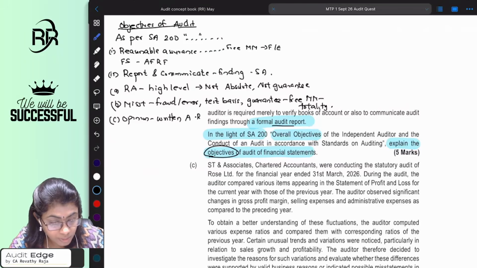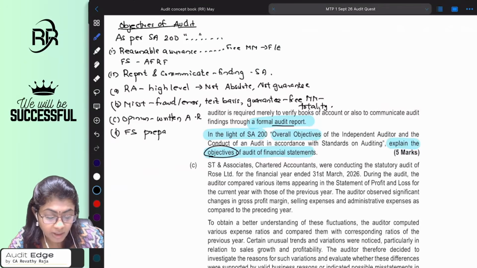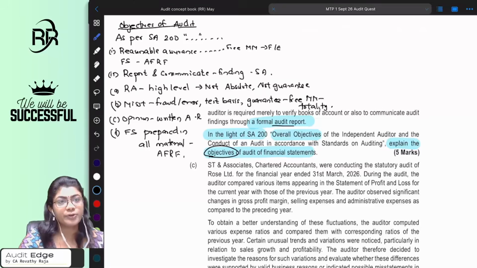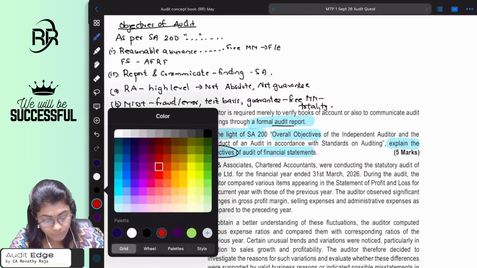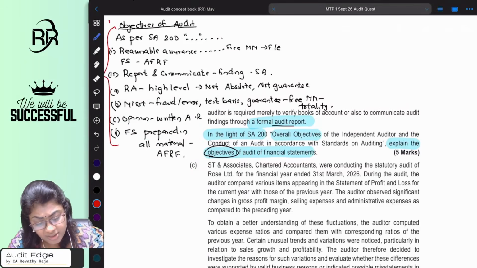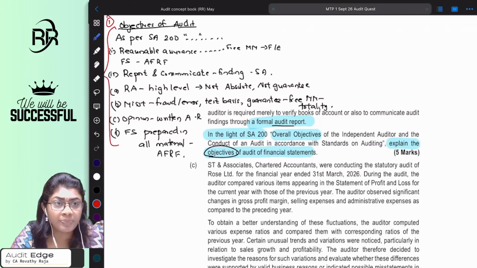written audit report. That is, whether the FS are prepared in all material respects as per the applicable financial reporting framework. That's it. But guys, for the exam, you have to write this in the first part, and this should be the main answer.